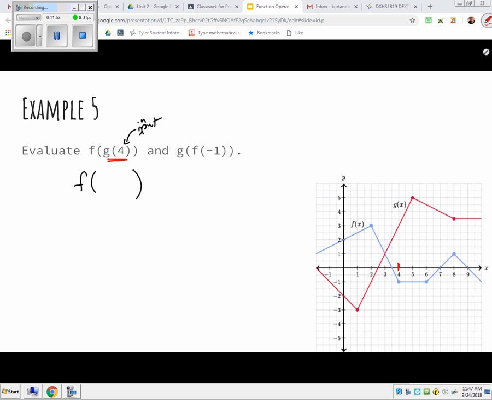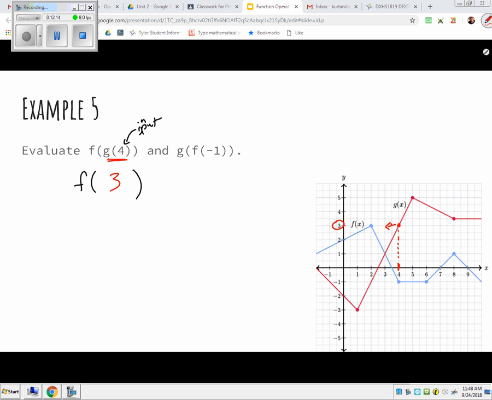Now I have 2 different lines on this one. I'm wanting my G line. My G line is the red one, so I'm going to work my way up right here, and that's where it crossed, at the function value of 3. Just went straight over from there. I got my 3. So now I'm done with that G line. I'm done with the red line.